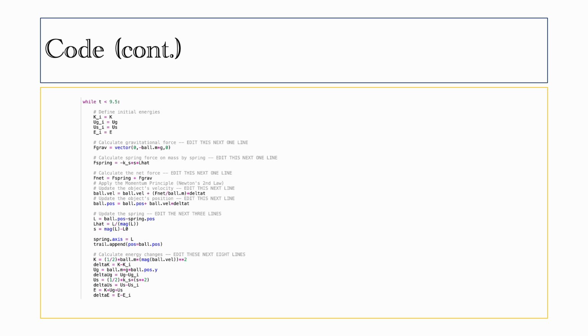Now the next part is, while t is less than 9.5 seconds, we define the initial energies, which were the energies from the previous slide, and we calculate gravitational force, calculate spring force on the mass by the spring, and calculate the net force, which is just the spring force plus the gravitational force. And we update the velocity of the object and the position of the object, which is the ball, and also update the spring, which is L hat, S again, and then we also calculate the energy changes.